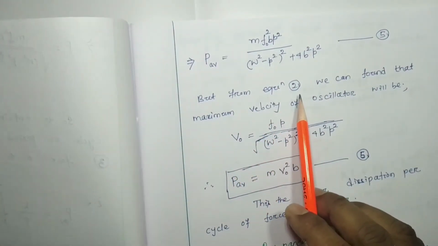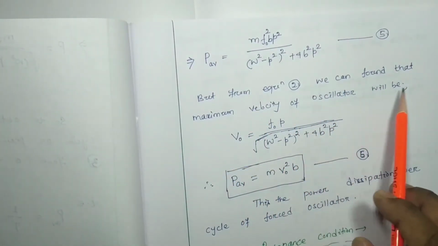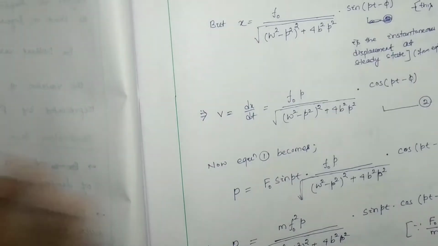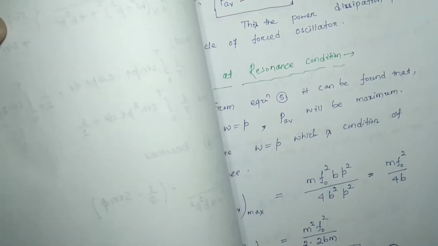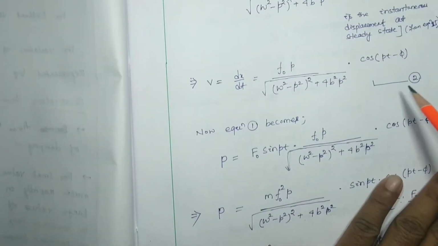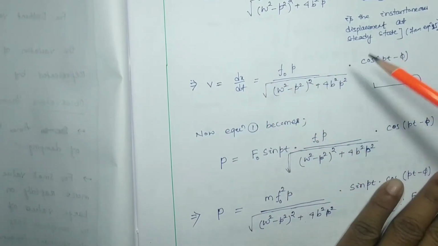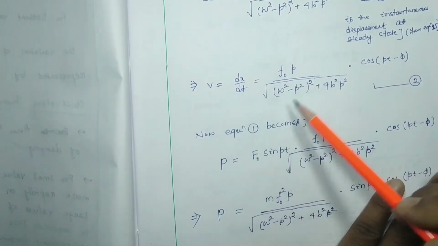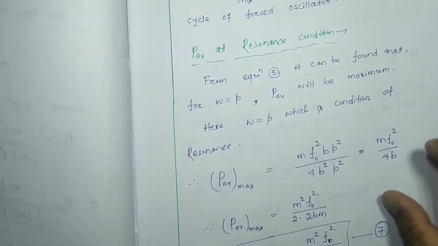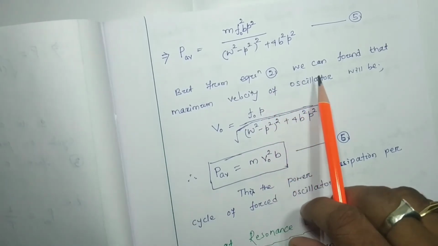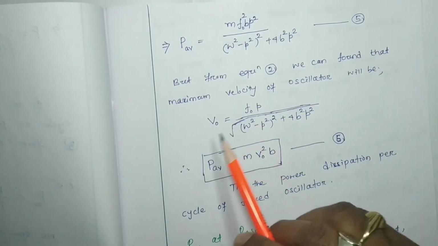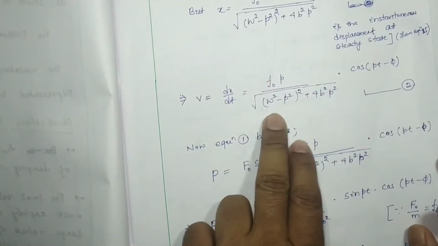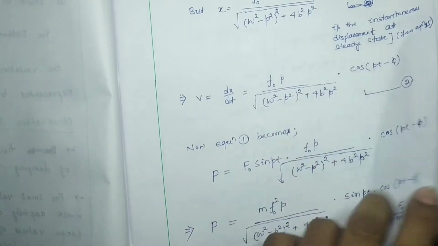But from equation number 2 we can find that the maximum velocity of the oscillator will be this much. Now you just go to equation number 2. See here in equation number 2, V will be maximum when the cos value will be maximum, meaning 1. If cos(pt minus phi) is 1, then V will be this much, which is the maximum value. Let it be V0 equal to f0 p divided by root over of omega square minus p square whole square plus 4b square p square.